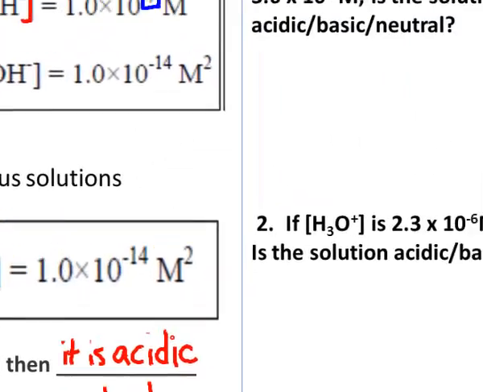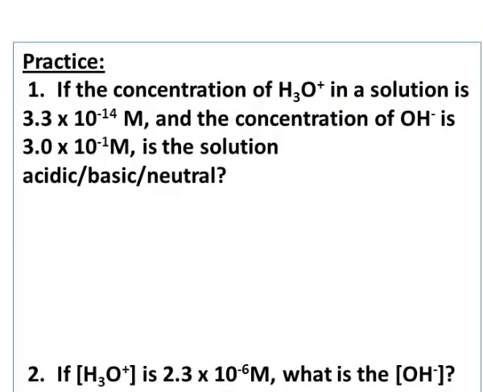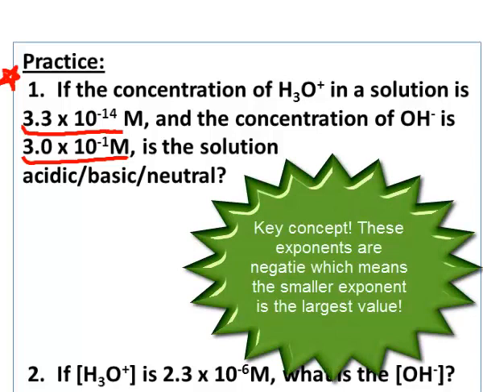Let's jump into that. Okay. If the concentration of hydronium in a solution is 3.3 times 10 to the negative 4 molar, and the concentration of hydroxide is 3 times 10 to the negative 1 molar, is the solution acidic, basic, or neutral? Well, can we know if it's acidic, basic, or neutral right off the bat? Yeah, we should be able to compare these two. I mean, if hydronium is this number and hydroxide concentration is this number, I can just look at my exponents and see which one is greater.